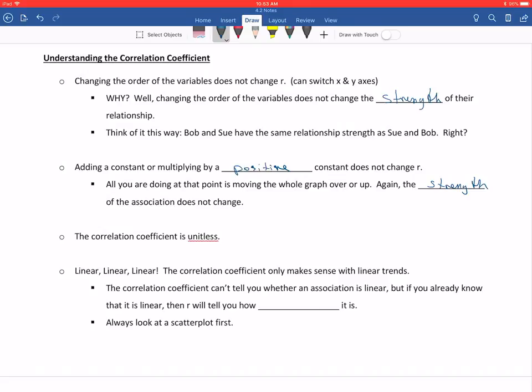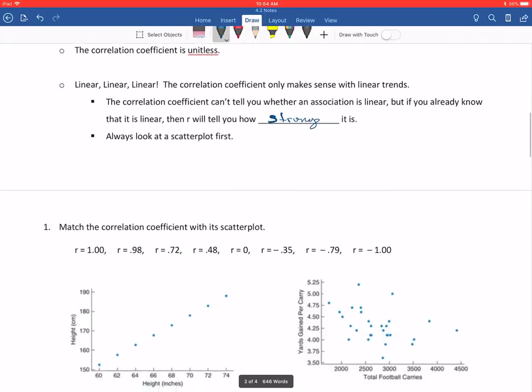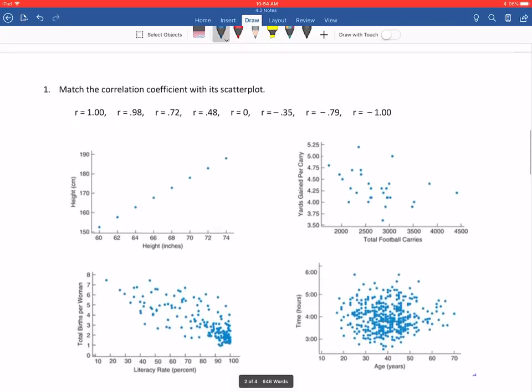And linear: the correlation coefficient only makes sense if you have linear trends. So the correlation coefficient itself cannot tell you whether an association is linear or not. But if you already know it's linear, then r will tell you how strong it is. You need to look at a scatter plot first. First determine if it's linear, then you can use the correlation coefficient to talk about how strong it is.